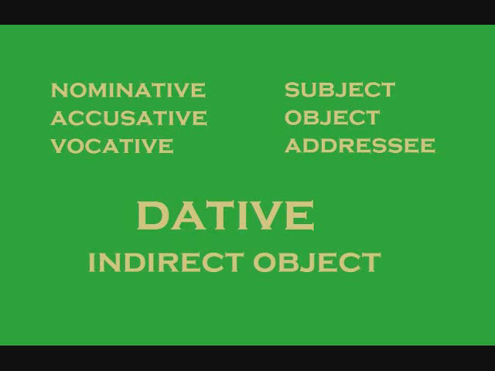To illustrate this, let's take a sentence in English. The boy is giving the cookie to a girl. In this sentence, the boy is the subject, it is doing the giving. The cookie is the object, it is the thing being given. And to a girl is the indirect object or recipient. It is the thing to which the cookie is given.